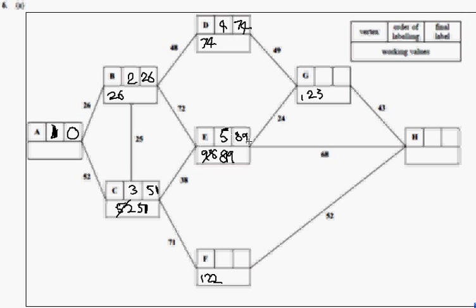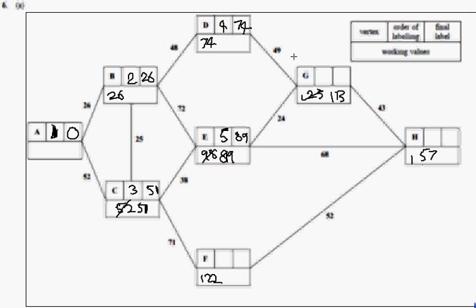So we're now at E. Same thing again. Where can we get to? Not here, not here. We can get to G, so that would be 89 plus 24. Well, that is 113. Well, that's better than 123, so we cross that out. 113. Where else can we go? We can go to H. Oh, that's where we want to go. So 89 plus 68. That's 157. Working value there. Okay. Anywhere else?